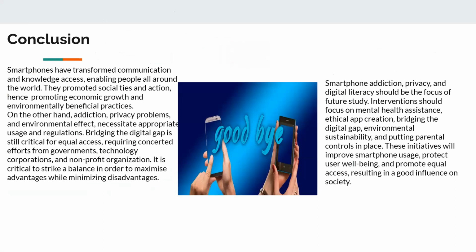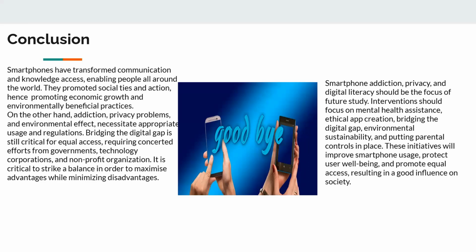So this is our part 6, and it is the last part, which is the conclusion. Smartphones have transformed communication and knowledge access, enabling people all around the world. They promoted social ties and action, hence promoting economic growth and environmentally beneficial practices. On the other hand, addiction, privacy problems, and environmental effects necessitate appropriate use and regulations. Bridging the digital gap is still critical for equal access, requiring concerted effort from governments, technology corporations, and non-profit organizations. It is critical to strike a balance in order to maximize advantages while minimizing disadvantages.